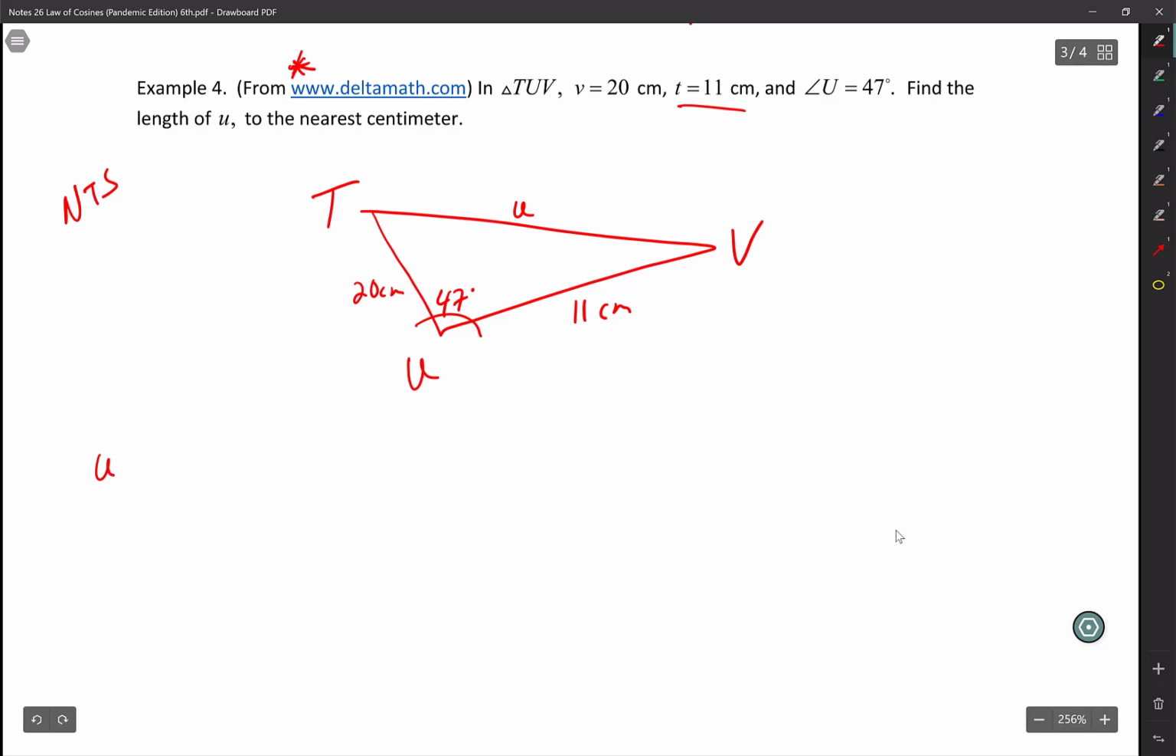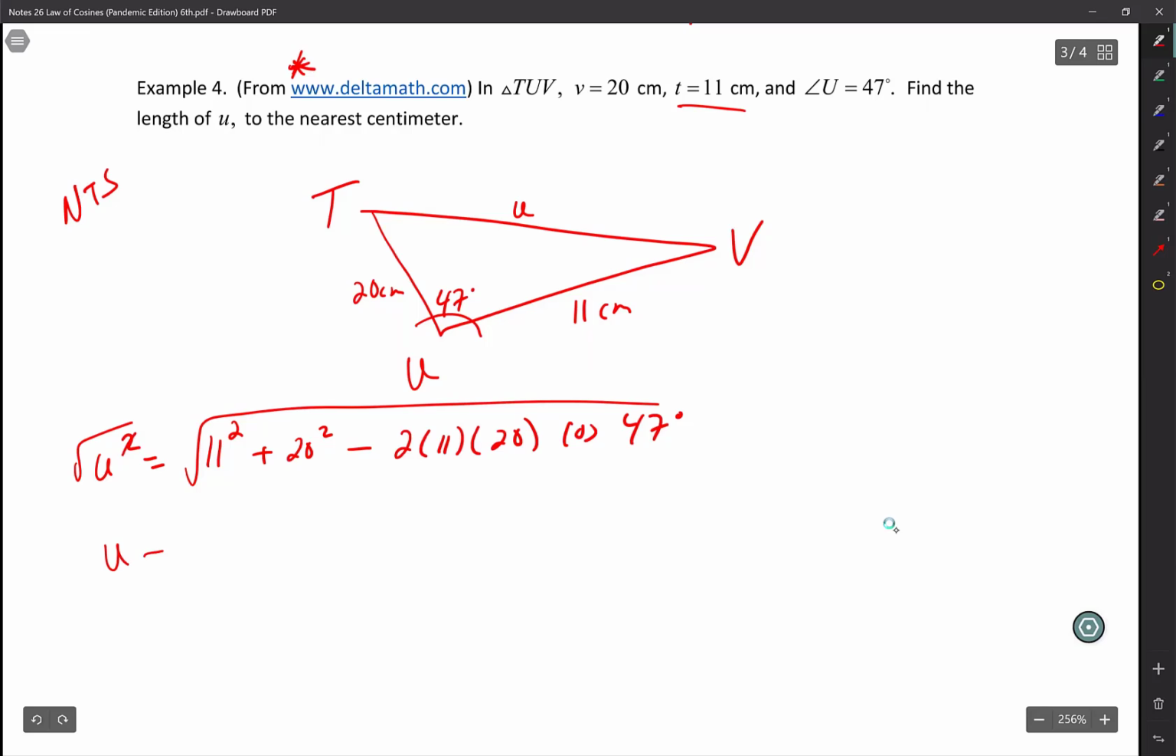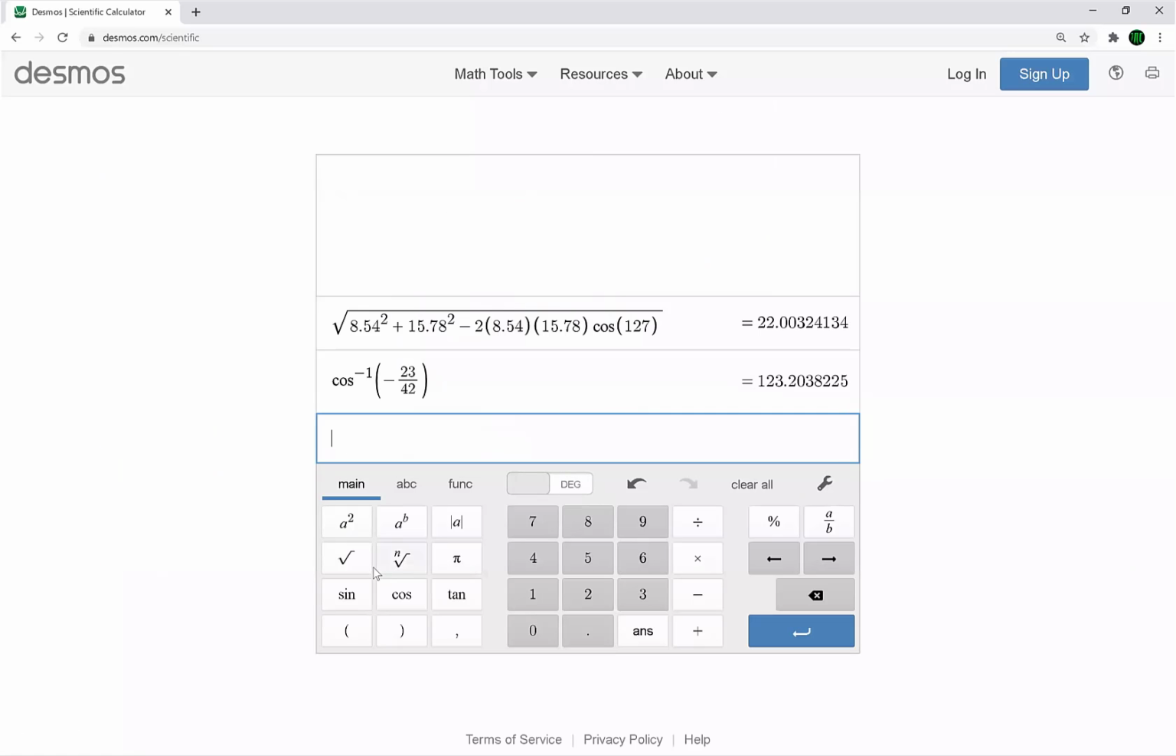So u squared is equal to, and I like to write the smaller number first, 11 squared plus 20 squared. If you want to use parentheses, go ahead. Minus 2 times 11 times 20 cosine of 47 degrees. I want to get the square out, so square root. So u equals, and you just type this in a calculator. I'll take out Desmos here real quick. So Desmos, and I'm just going to go square root, and type it in.